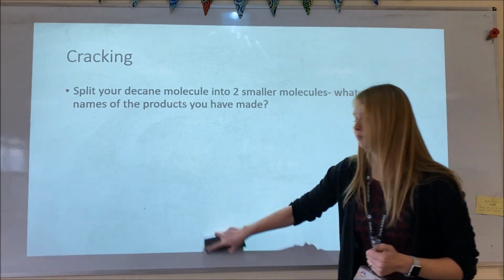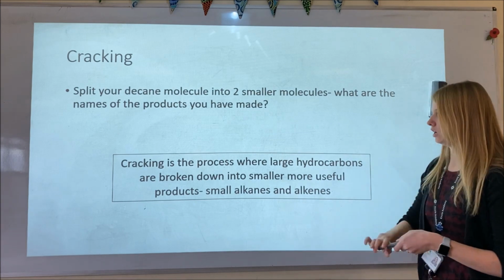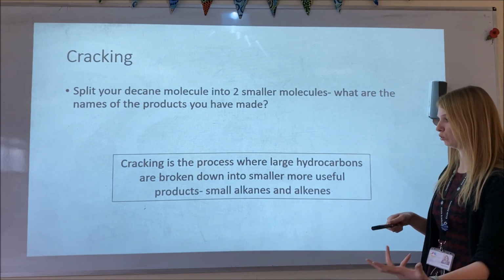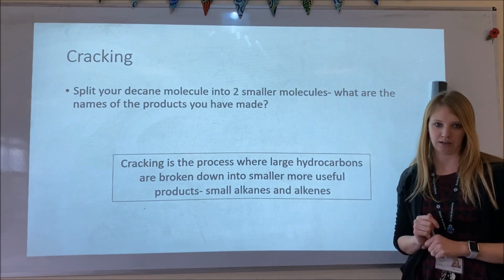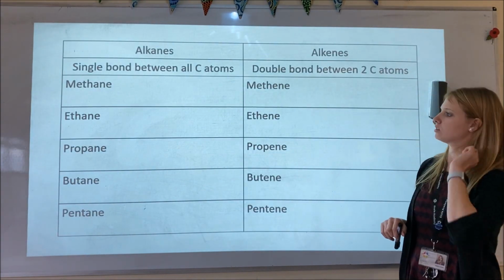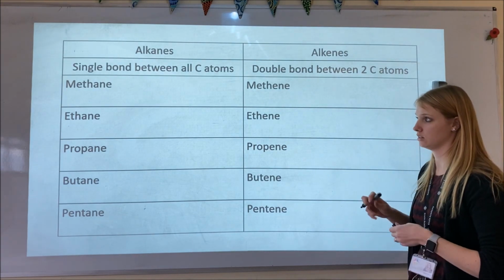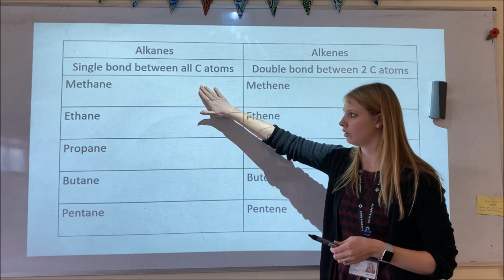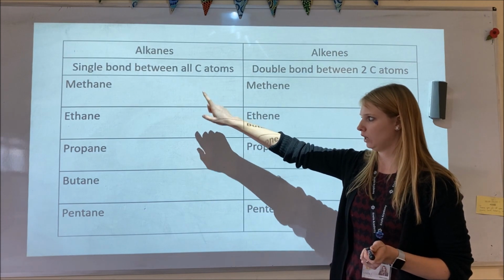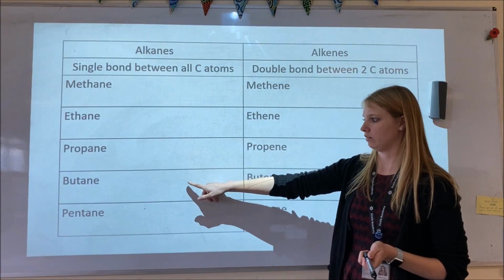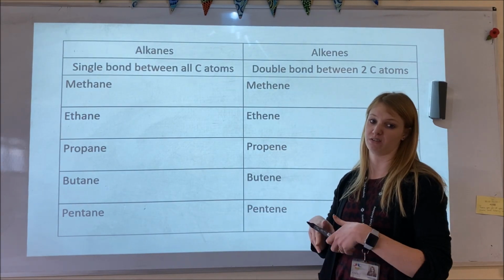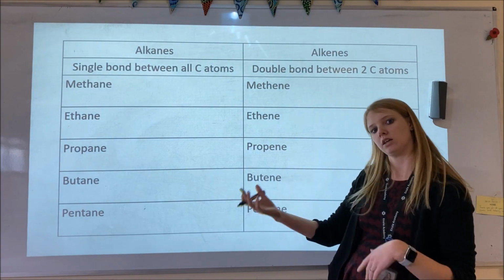So cracking is a process where we break a large hydrocarbon down into two smaller, more useful products, alkanes and alkenes. So let's name some of those more common alkanes and alkenes. Hopefully you are familiar with methane, ethane, propane and butane. Okay, and that you can remember that M is 1, E is 2, P is 3, B is 4, pentane is 5, then hexane 6, heptane 7, oct is 8, non is 9, dec is 10, and so on.